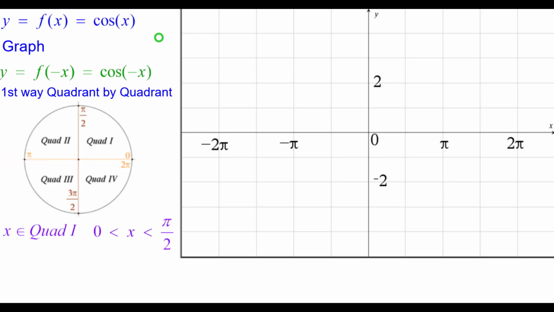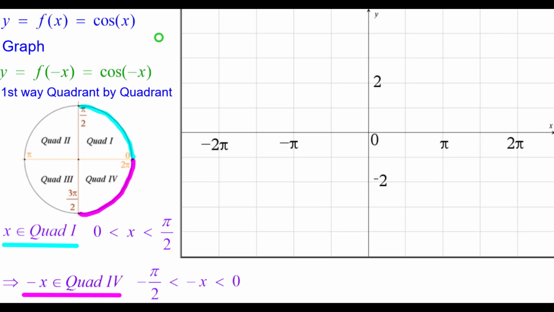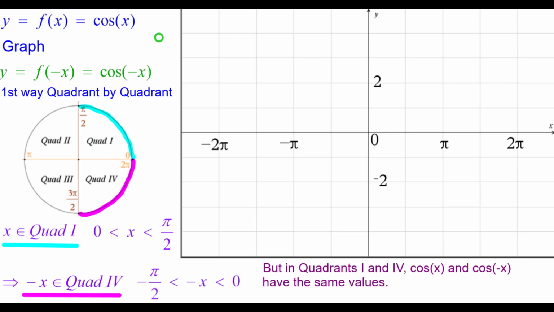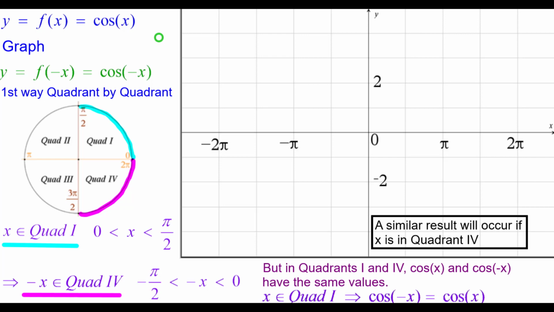If x is in quadrant 1, which means x is between 0 and pi over 2, then the opposite of x is going to be in quadrant 4, between 0 and negative pi over 2. But in quadrants 1 and 4, the cosine of x and the cosine of the opposite of x have the same values. So if x is in quadrant 1, the cosine of the opposite of x is equal to the cosine of x.